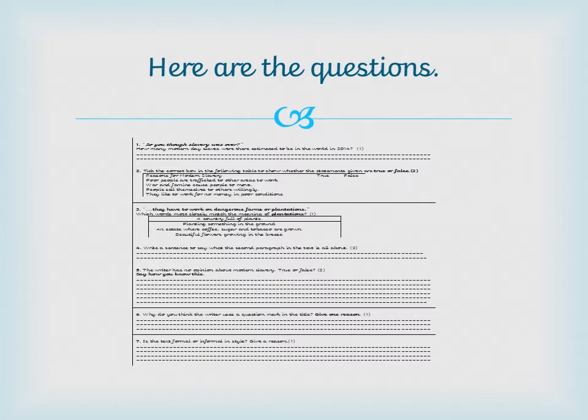Number four is a summarising. Write a sentence about what the second paragraph is all about. Number five, finding out whether the writer has got an opinion about modern slavery. Number six, why do you think the writer uses a question mark in the title? And number seven, is the text formal or informal in style and give a reason? Okay. There we go. Don't forget, of course, there's a question of your own that you should have written and answered yourself.